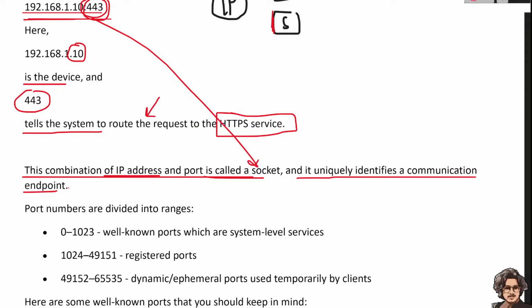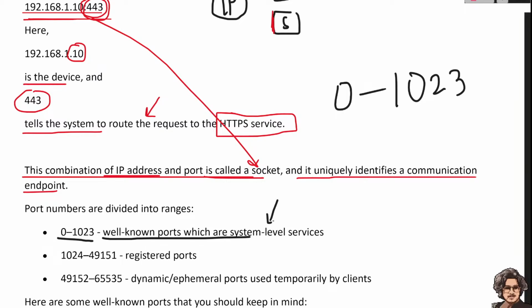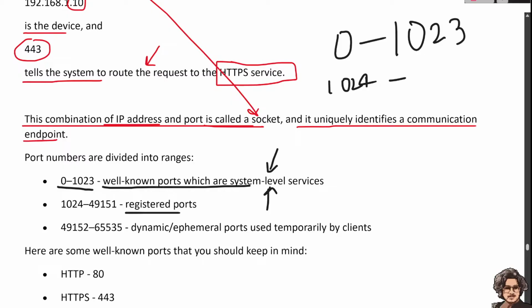Port numbers can be divided into groups by range. The first range is 0 to 1023, the well-known ports, which are system-level services. Then 1024 to 49151 are the registered ports, and after that come the dynamic ports. The well-known ports are the ones to keep in mind.